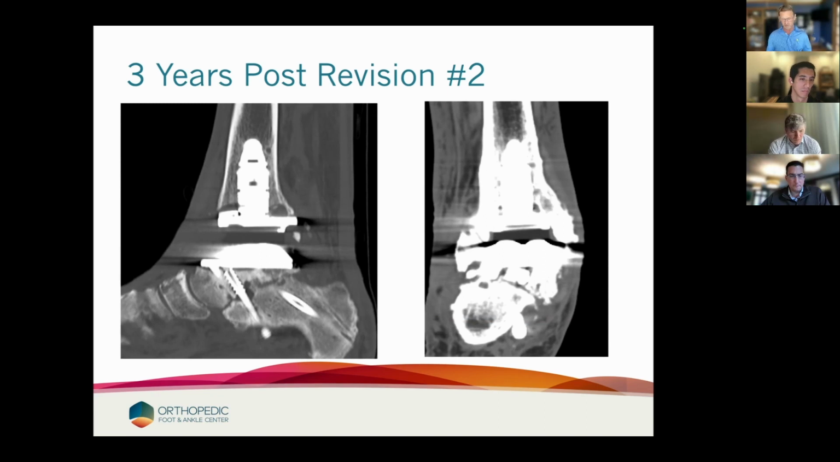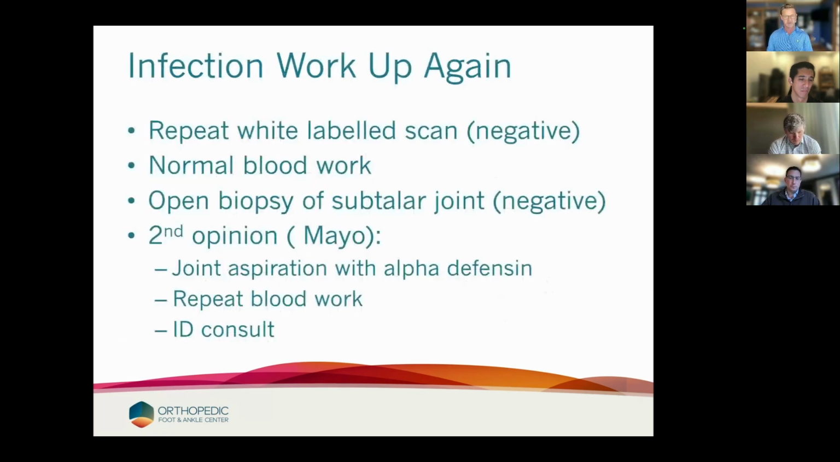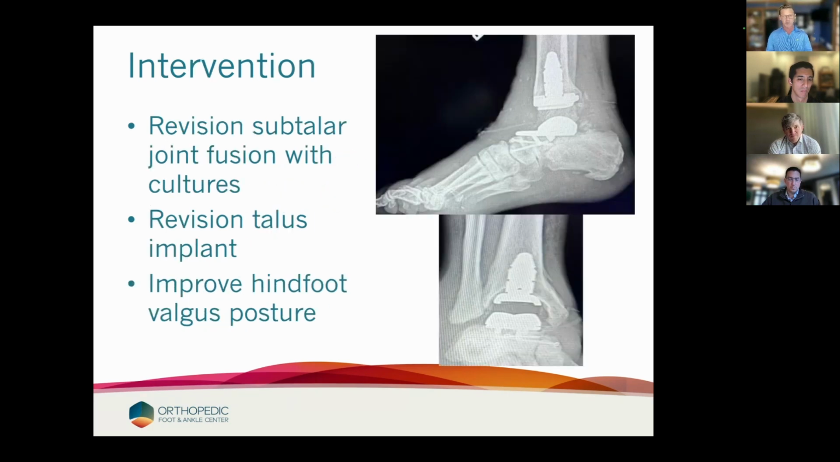This CT doesn't really show it, but he's got some spot welding in his anterior middle facets. His posterior facet is just not fused, and you can see him kicking out into valgus. So here we go again. I worked him up: a repeat white label bone scan negative, normal blood work. I actually did an open biopsy of his subtalar joint, which was negative, sent him to the Mayo. They did it all again, agreed it was not an infection.